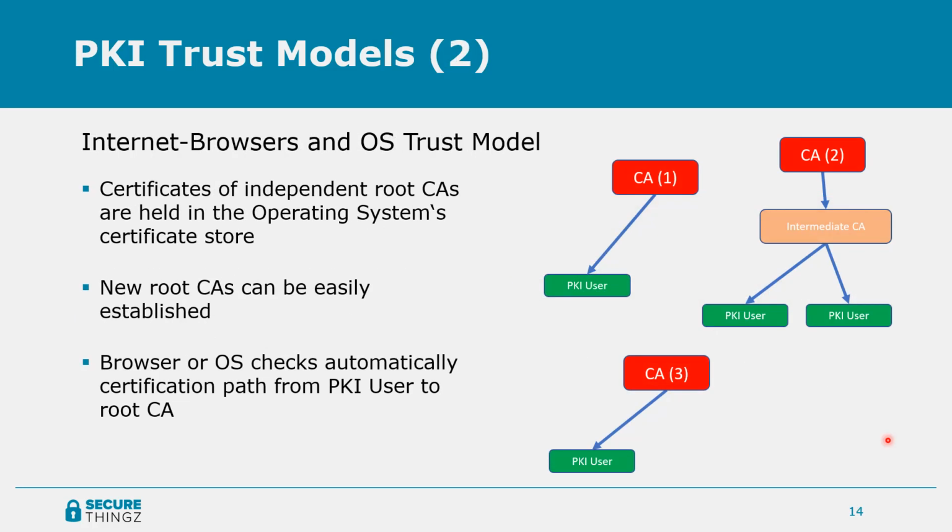Now browser trust models are slightly different. Certificates of independent root certificate authorities are held in the operating system certificate store. Now you'll see this on your Windows machine. If you open the certificate viewer, you can see all the trusted certificates that are held within the machine and also within the browser. A new root CA can be easily established using this method, and as I said, browsers or OSs automatically check certification paths from the PKI user to the root CA. So that's done for you as part of the operating system or the browser. It's very much an invisible process, but it's going on in the background to ensure you're safe when you're browsing.